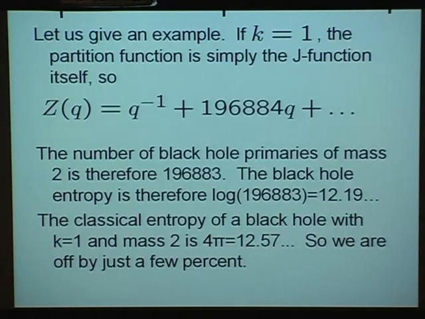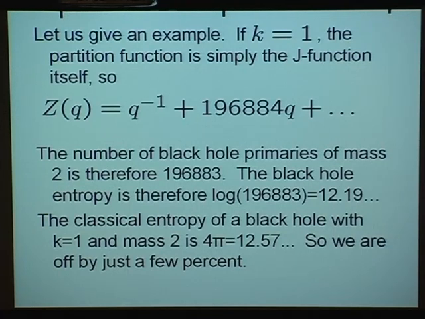Now I want to give an example, and for the example we'll take the largest possible value of the cosmological constant, or in other words, we'll take k to be 1. In that case, the partition function is J itself, and therefore it's equal to Q inverse plus 196,884Q, and so on. Now, one of these states is the stress tensor. So the number of black hole primaries of mass 2 is 196,883. And therefore, the black hole entropy is the logarithm of 196,883, which is 12 point something. And it agrees reasonably well with the Bekenstein-Hawking entropy, which would be 12.57, or 4 pi.